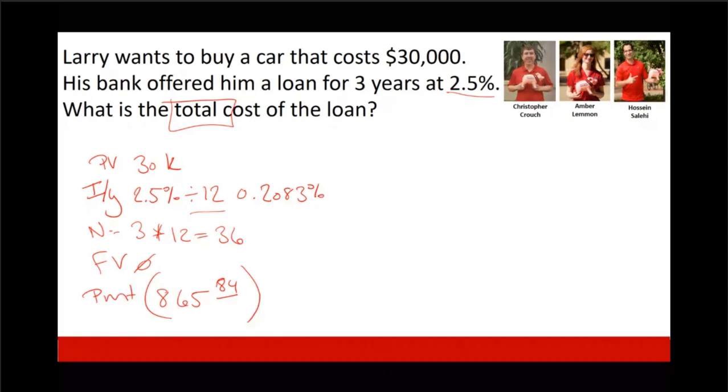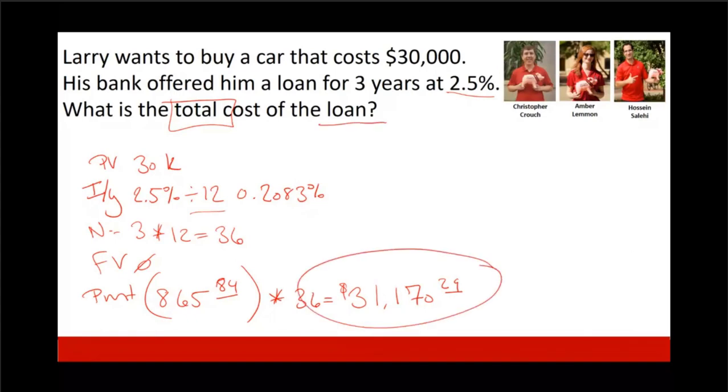Yeah. No. What do we do? Multiply the payment by the number of periods. Perfect. And that gets us to $31,170.29. What's this number? The total cost of the loan, which is what we're looking for, right?